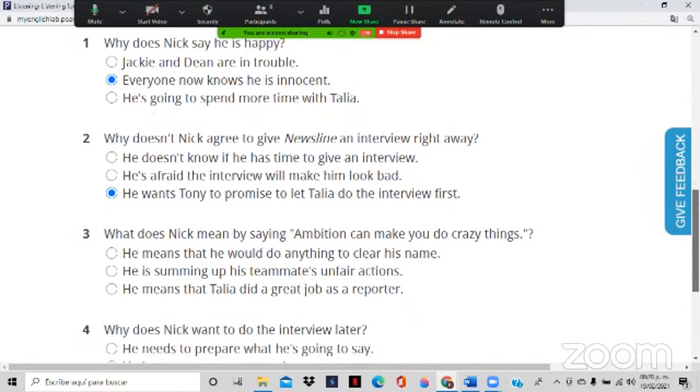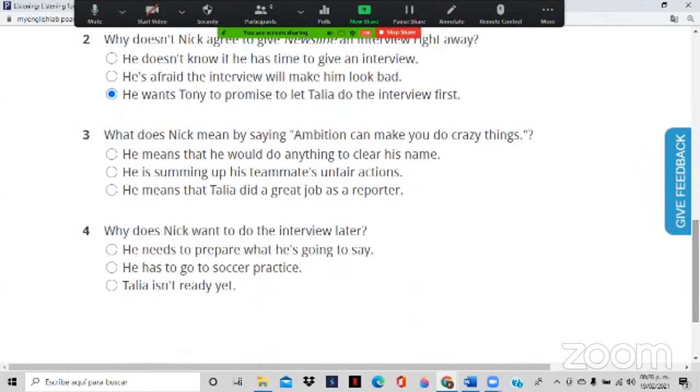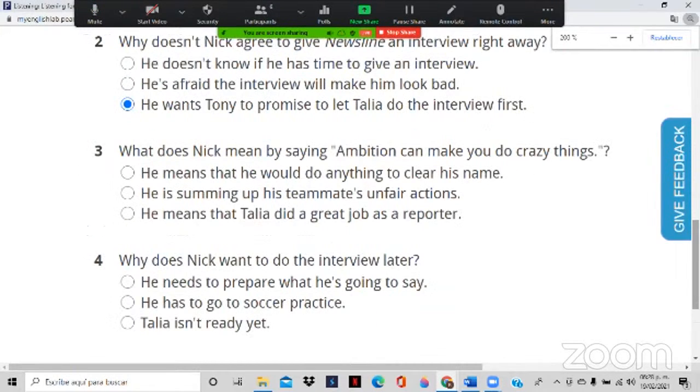Number 3, Oscar. What does Nick mean by saying, ambition can make you do crazy things? He is summing up his teammates' unfair actions. That's, by deduction, that sounds correct.